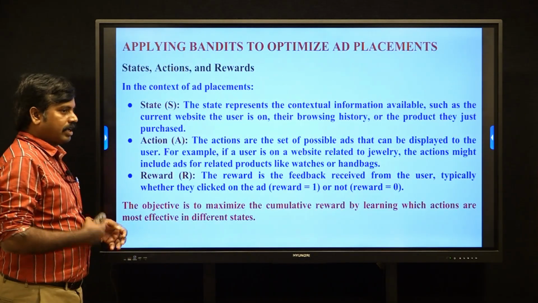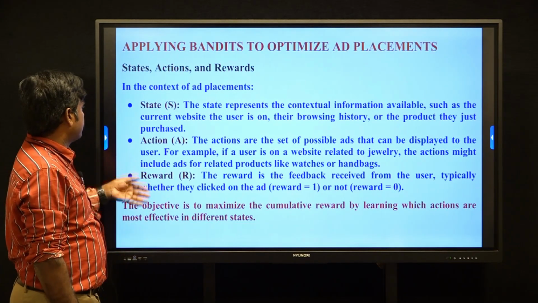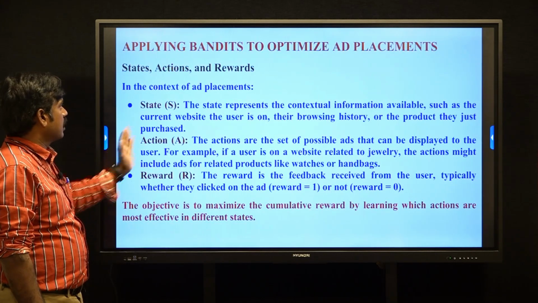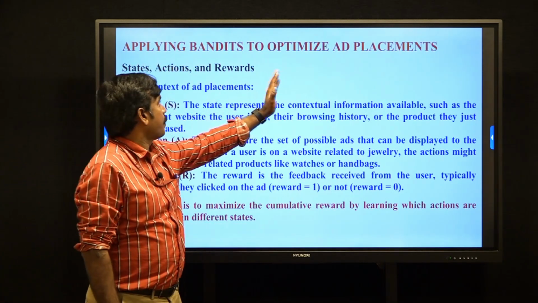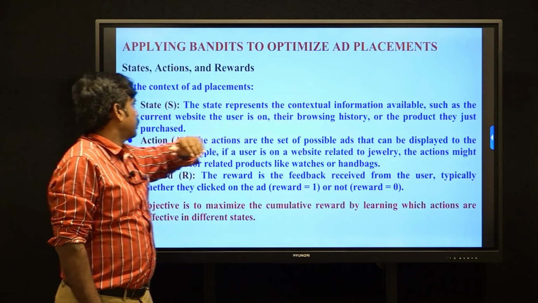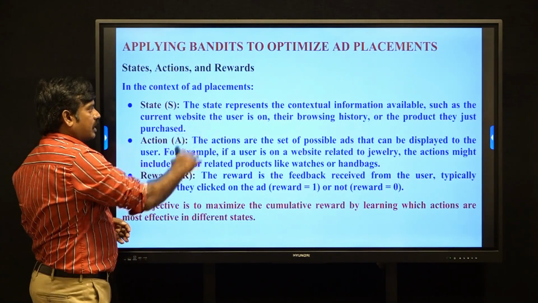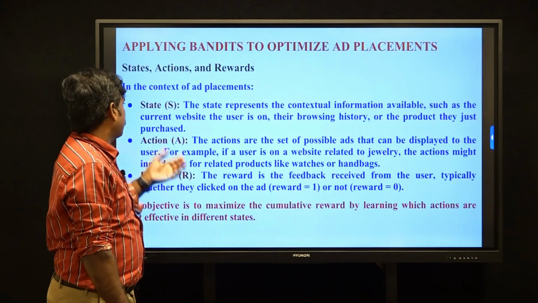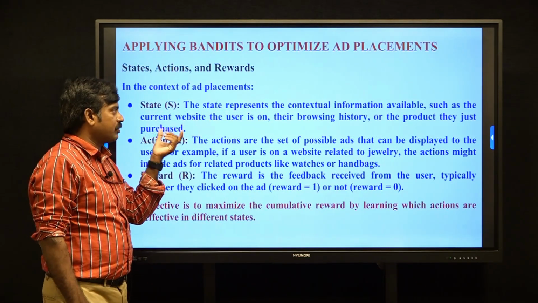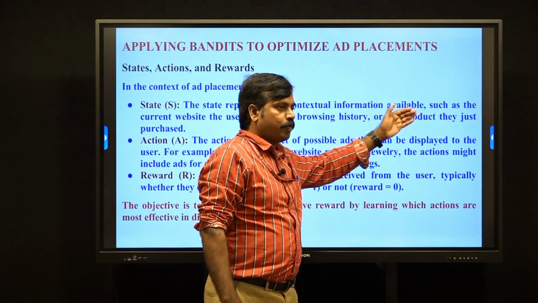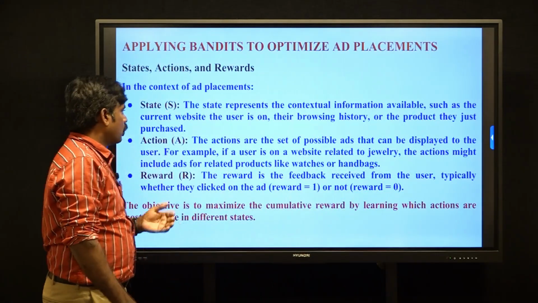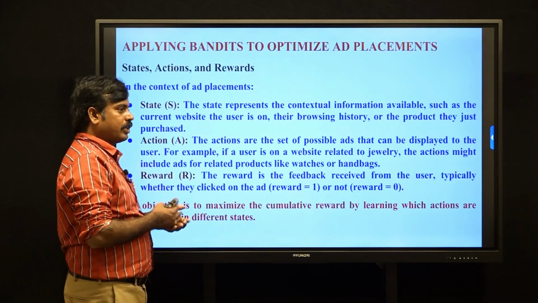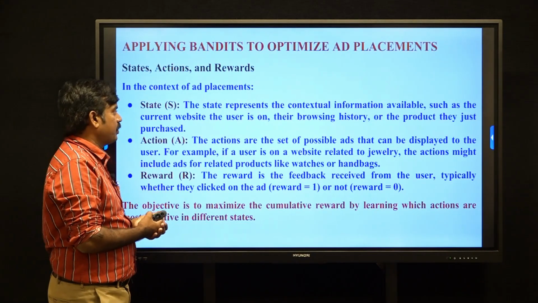In reinforcement learning, the key elements are state, action, and reward. What are the state, action, and reward related to ad placements? The state represents the contextual information available, such as the current website the user is using, the browsing history, and the product they just purchased. These all play the key role in the state of the environment of the user.